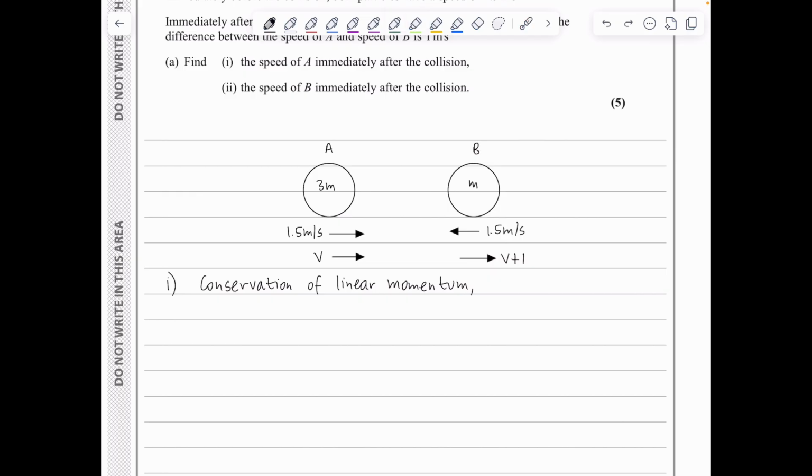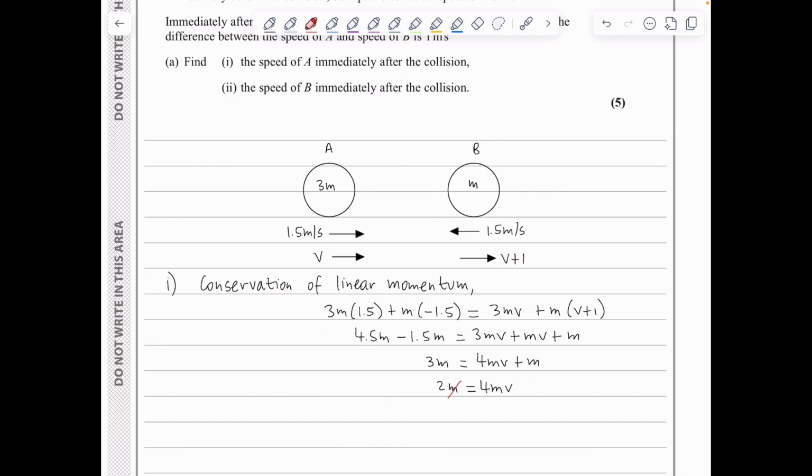So the momentum before was 3m times 1.5 plus m times minus 1.5, which is equal to the momentum after, which is 3mv plus m times (v plus 1). So we're looking at 4.5m minus 1.5m is equal to 3mv plus mv plus m. So we're looking at 3m is equal to 4mv plus m, leading to 2m being equal to 4mv.